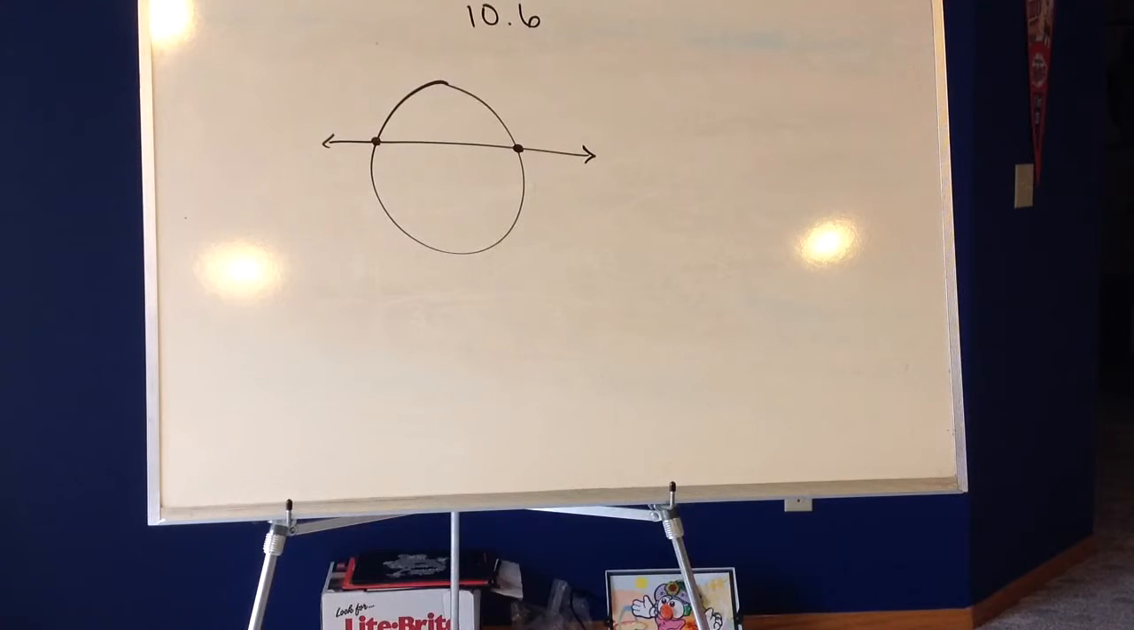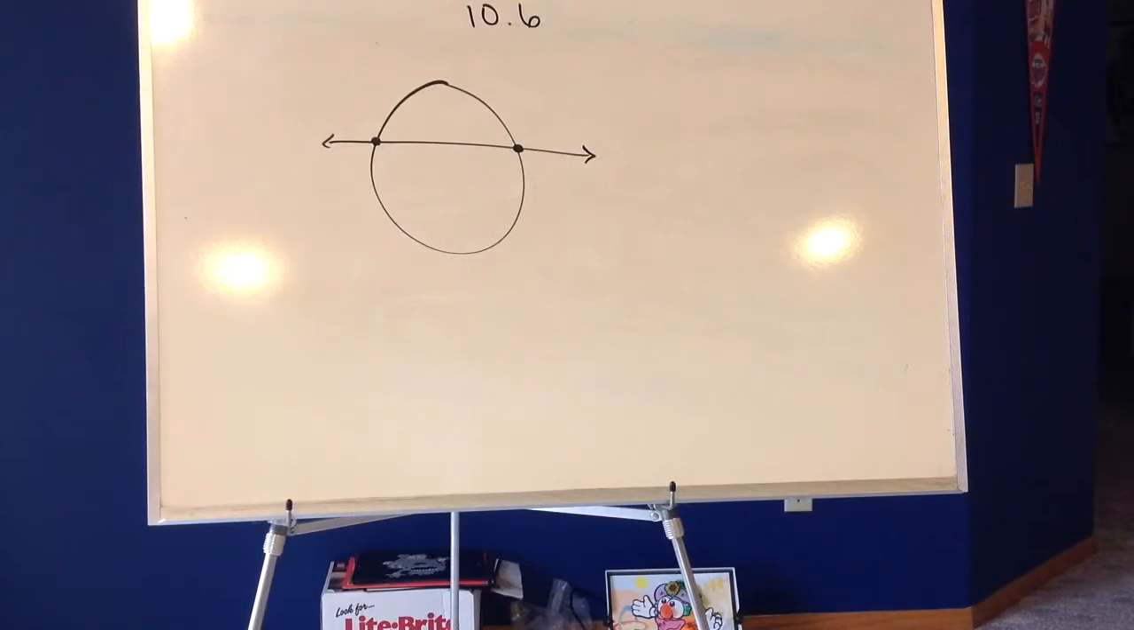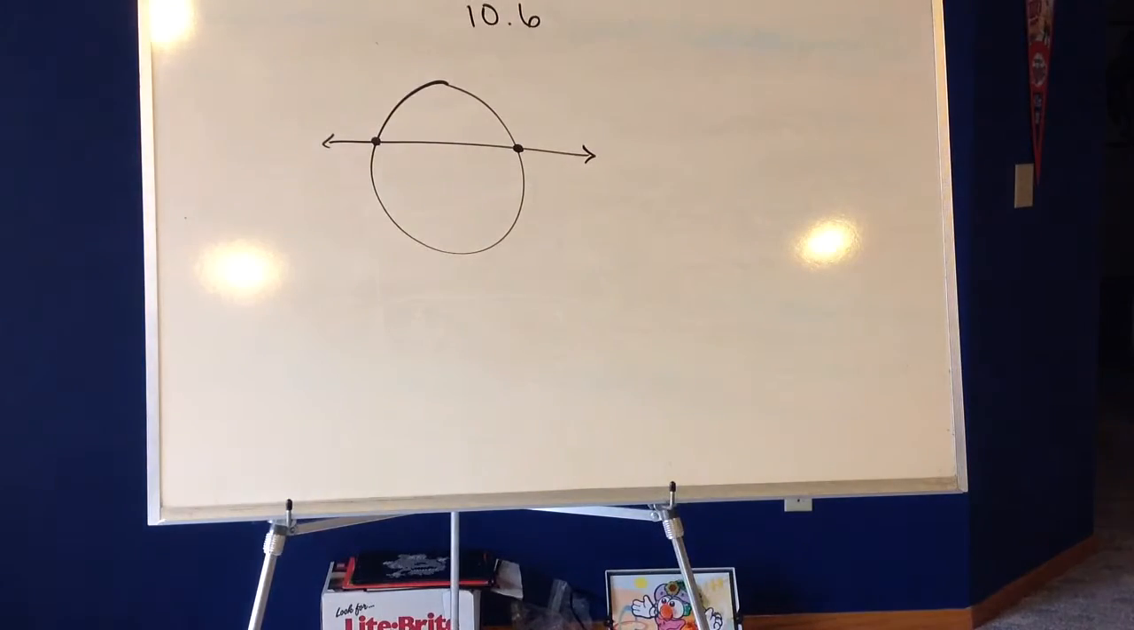All right, today we are going to be looking at secants, and secants can create two different types of angles, an interior and an exterior. We're going to learn how to find the measure of those angles or the arcs that go with them. We can actually find either of them.